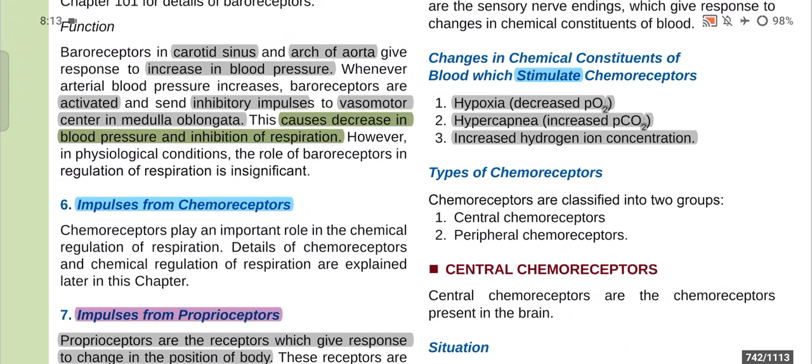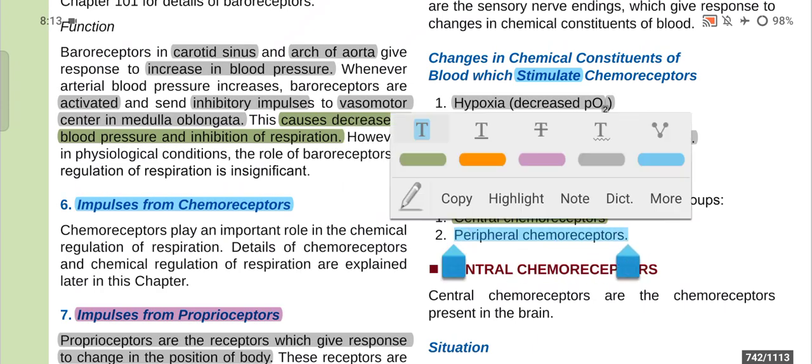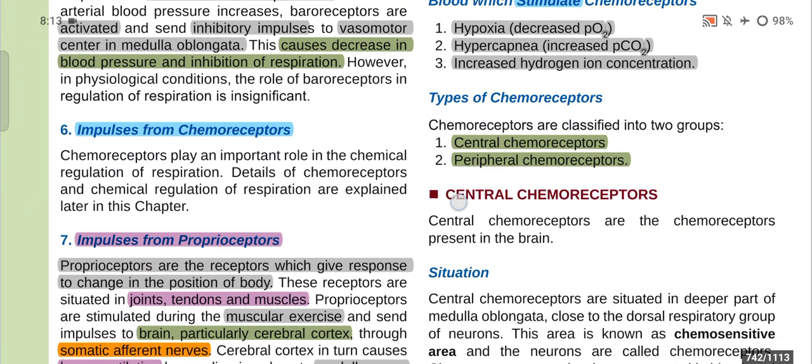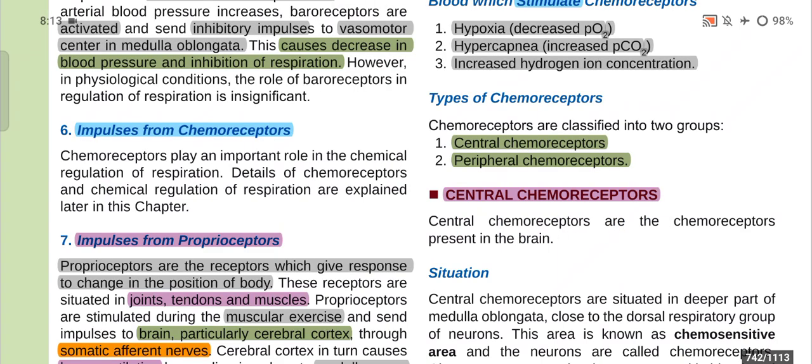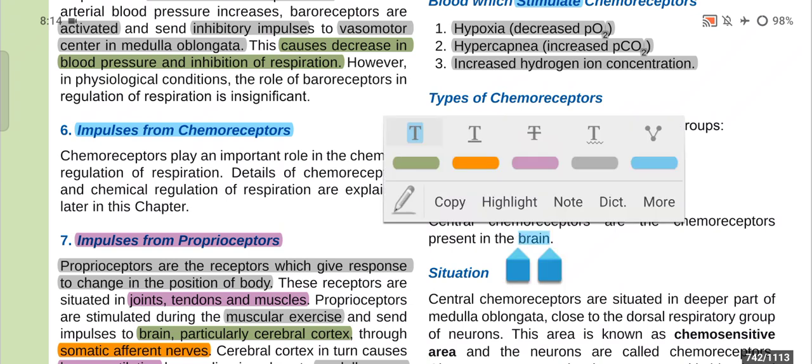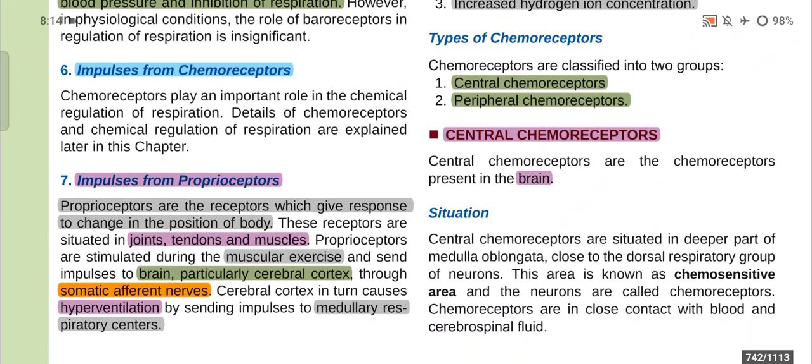Now, types of chemoreceptor. The chemoreceptors are classified into two groups: one is central chemoreceptor and one is peripheral chemoreceptor. First of all, the central chemoreceptors. The central chemoreceptors are the chemoreceptors present in the brain. They are situated in the deeper part of the medulla oblongata.